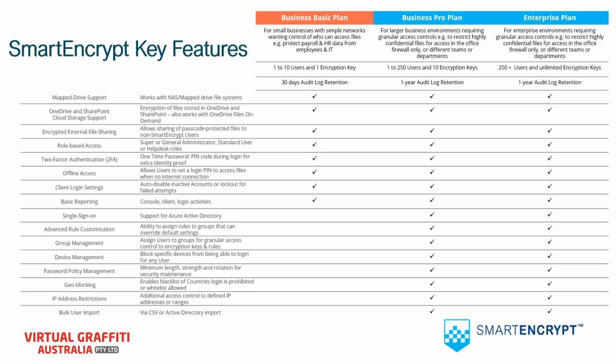Things like external file sharing, two-factor authentication, offline access, and basic reporting are standard across the board. But the things that really matter, like single sign-on for ease of use, advanced rule customizations, group management, and device management. There's more to SmartEncrypt that I haven't gone into just because of length of time. But device management, password policy management, geo-blocking, all that sort of stuff is available in both the Business Pro plan and the Enterprise plan. Pretty much the difference between Enterprise and Business is that Enterprise has unlimited keys, so it goes beyond 250 users. So that's generally the difference between the two levels at the moment on SmartEncrypt. And finally, from a feature perspective, if you've got questions, ask me.